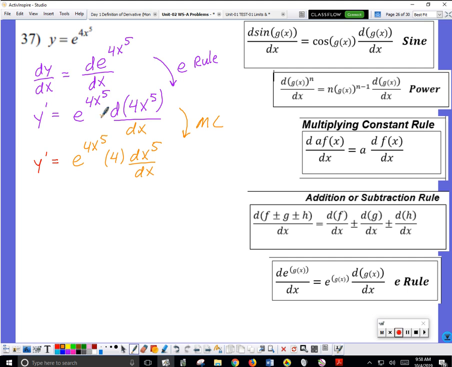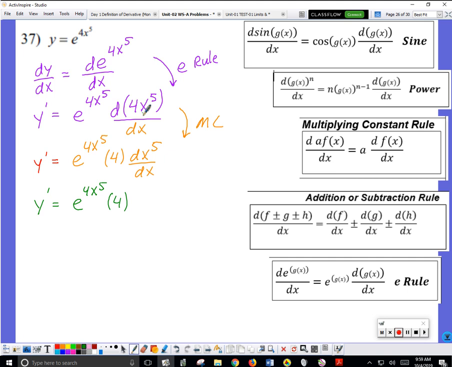So what I would prefer to do is, without writing the orange, I'm going to go to the green. I'm going to write d of 4x to the 5th. And I'm going to remember, when I use the multiplying constant, the constant just comes out. And it's just a multiplier. So I just write down multiply by 4.